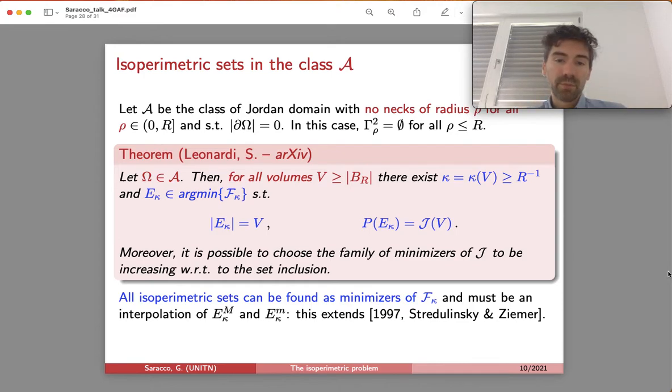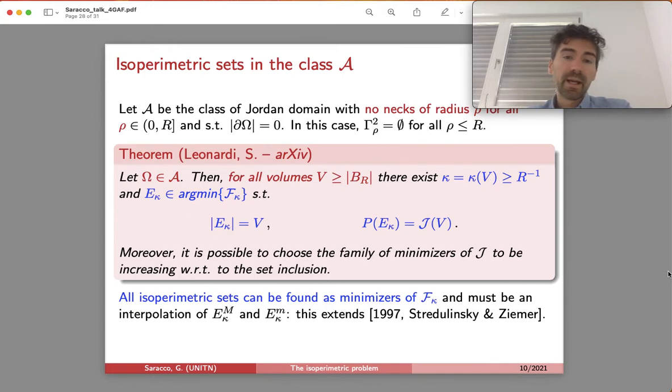So we are able to find all isoperimetric sets for this class of domains omega by solving the auxiliary problem. Okay? Because for small volumes, they're balls, and at some point, when you reach the size of the maximal ball, well, you start solving the auxiliary problem. And you find all isoperimetric sets. So we really know the shape of all isoperimetric sets. And this extends a 1997 theorem that held only for convex sets.